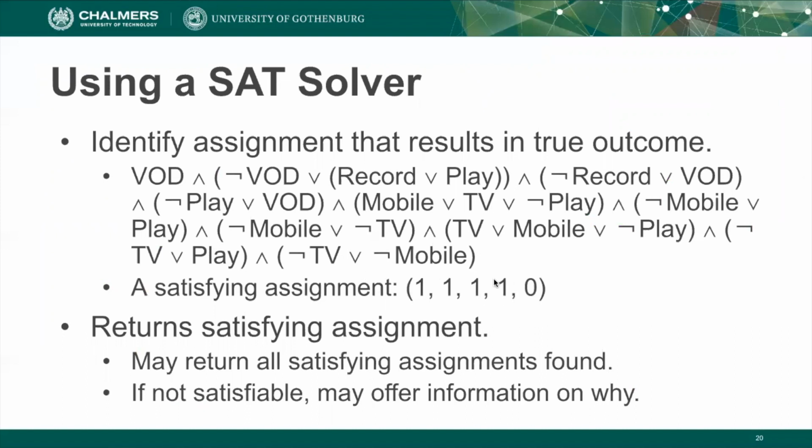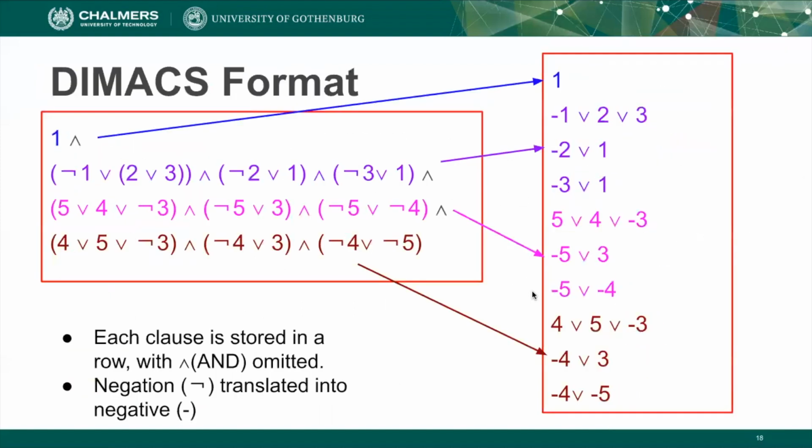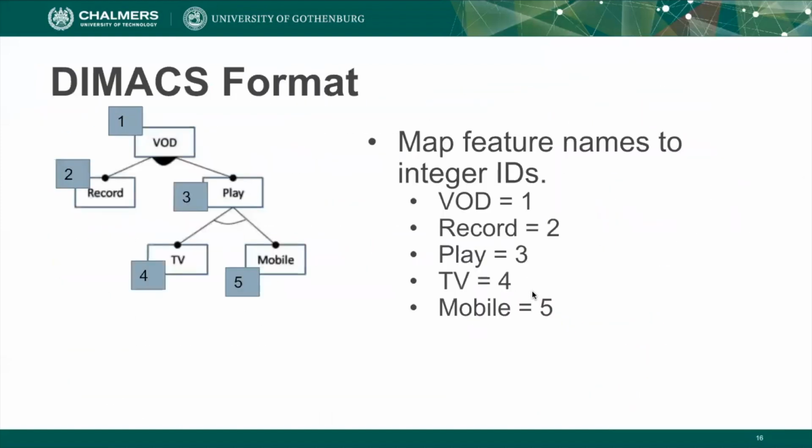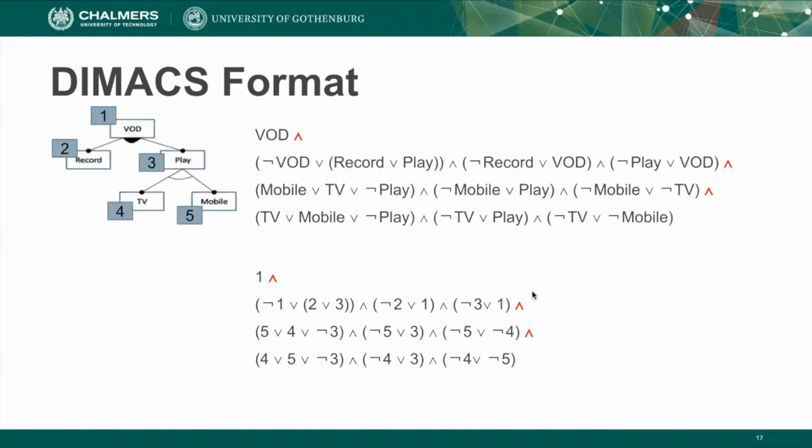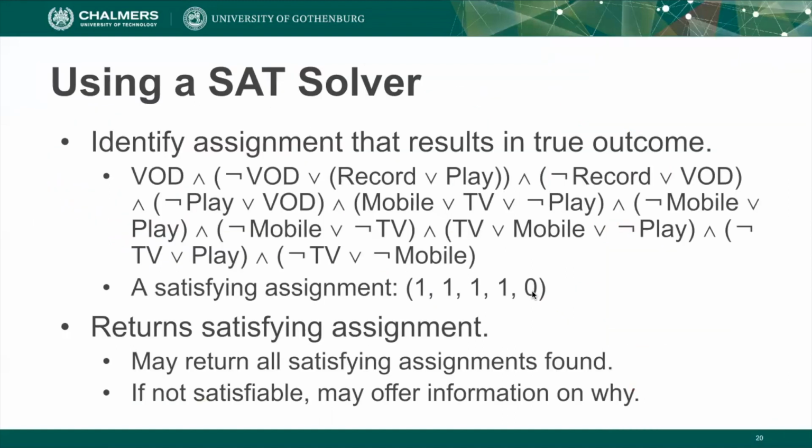true for everything except the last one, which if we scroll back just a little bit, our last one was mobile. So if we skip mobile, I see, yeah, so we could choose VOD, record, play, and TV would be valid. Now, similarly, we could choose VOD, record, play, and mobile. That would also be perfectly fine, but that's one satisfying assignment here. And the SAT solver returns a satisfying assignment if it can find one.